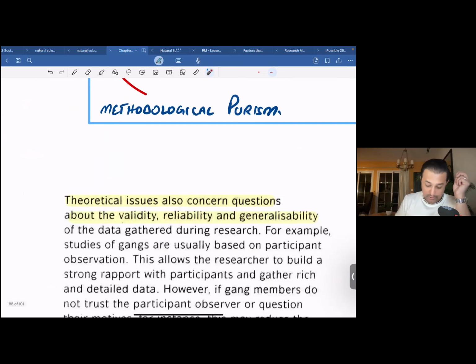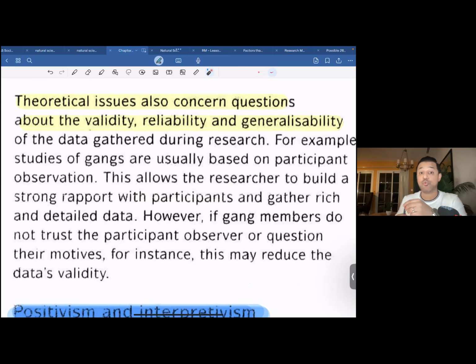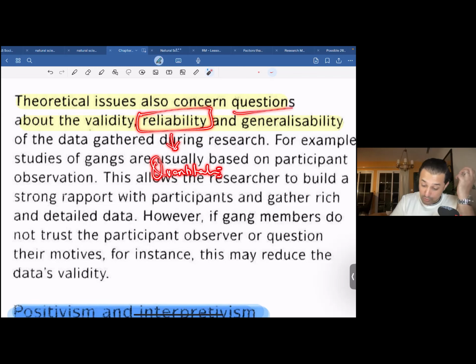Taking this ahead, theoretical issues also concern questions about validity, reliability, and generalizability. Now, the general understanding held is that quantitative methods are expected to be more reliable. Quantitative methods help you better with generalizability of the findings. For instance, the usage of a questionnaire: if they're fixed questionnaires, the chances of there being higher reliability are always there, and the chances of the findings being more generalizable are always there, right?